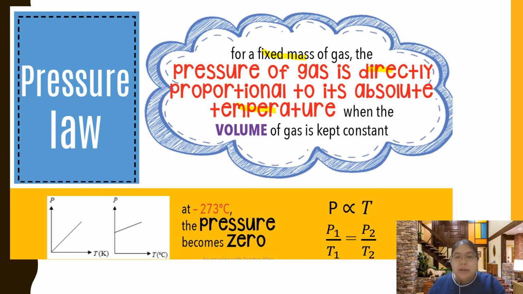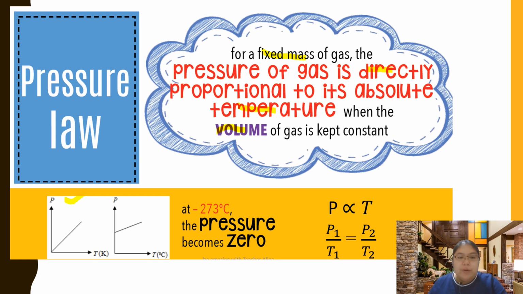Then here the volume becomes a constant variable. Okay, now we're going to see the situation. Okay, P is directly proportional to T. T is the absolute temperature. So when we create the formula, P1 over T1 equals P2 over T2. Okay, let's see the graph here.